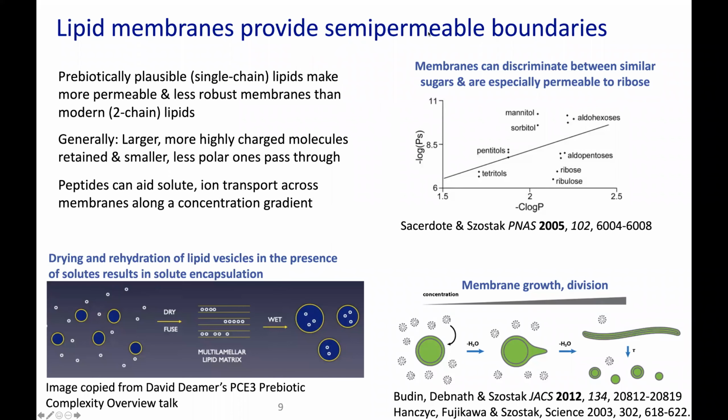I want to say a few more things about lipid vesicles. These compartments have semi-permeable boundaries that in general can retain large or highly charged molecules, like RNA, for example, and allow smaller, less charged molecules to pass, water, sugars, even activated nucleotides.